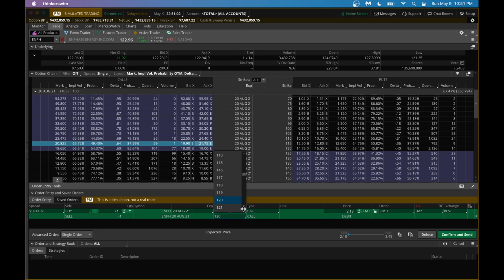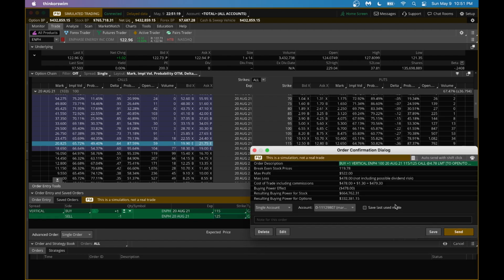It's a $10 wide spread. So I'm paying $4.78, and the remaining $5.22 is my profit potential. I could confirm and send here. As you can see, I'm more than doubling my money here. If the stock stays above 119, which is below the current price, I will break even. I think this is a good risk reward for this call spread.